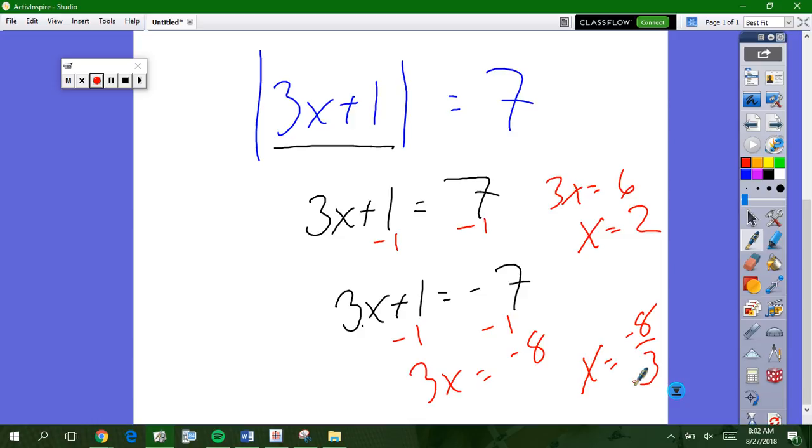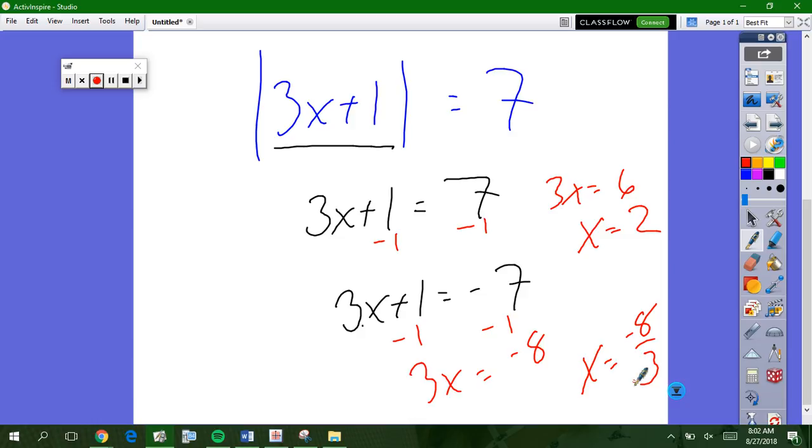Once again, we could always check it if we needed to. I'm going to go ahead and plug the -8/3 in. 3 times -8/3 is -8. -8 plus 1, -7. The absolute value of -7, or the distance of -7, is 7 units away from 0, correct? So it does check. Plugging in 2. 3 times 2, 6. 6 plus 1, 7. 7 is 7 units away from 0, so therefore it does check.